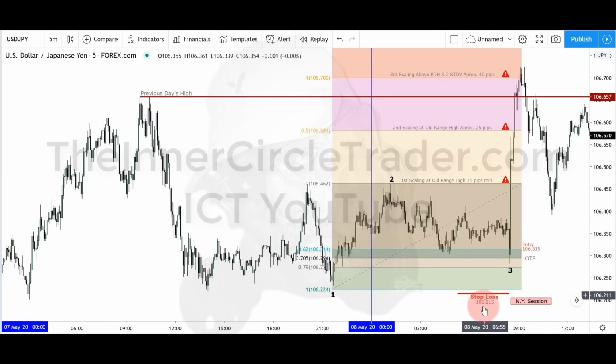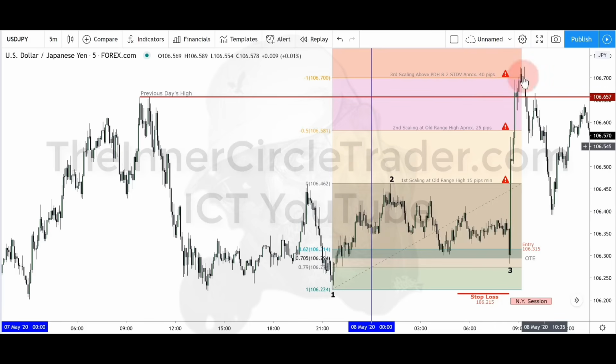Below the low, our stop will be at 106.215. So it's a 10 pip stop. Optimal trade entry. Old high that makes the range of the fib comes in at 15 pips. So it meets our minimum criteria for the first scaling. So you could take profits there. Second scaling for around 25 pips here. And we're still below previous day's high. The next level at the fib, which is a 10 level, is nice because it's above the previous day's high and it's a 10 level. So we can take a third scaling out there for around approximately 40 pips.